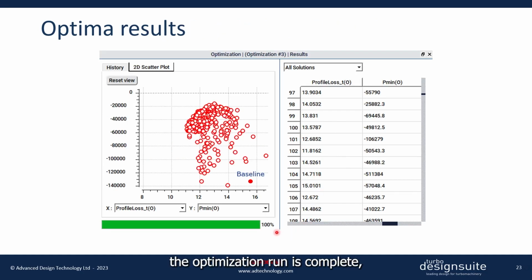And so once the optimization run is complete, which is very fast and only takes about an hour or so on a single core machine, we can see all the designs on a scatter plot between the two objectives, the profile loss on the x-axis and the blade minimum pressure on the y-axis, like that. And the target case, which is the baseline runner, actually sits here with quite a low minimum pressure and high profile loss.